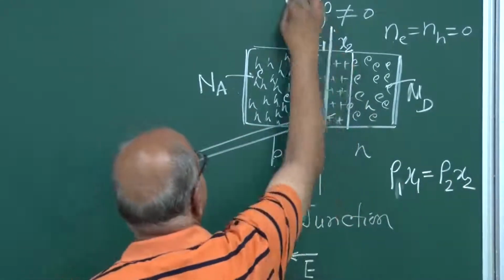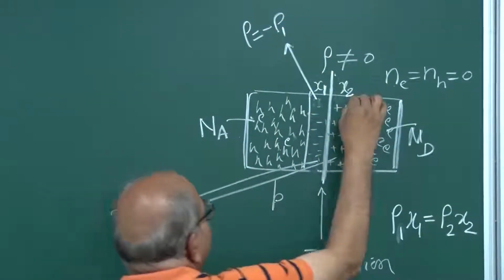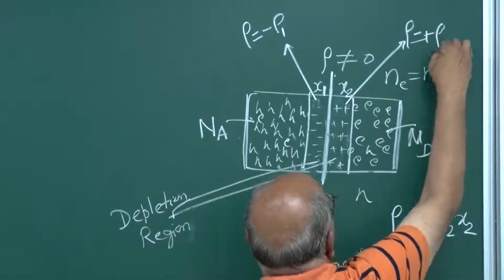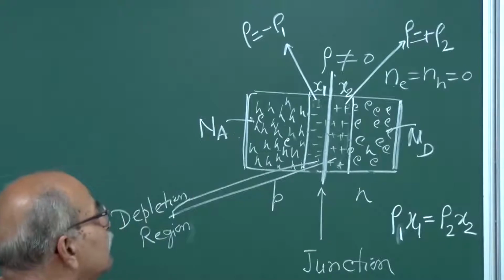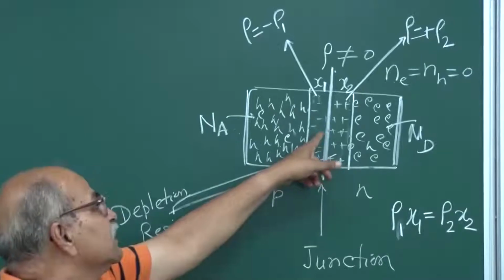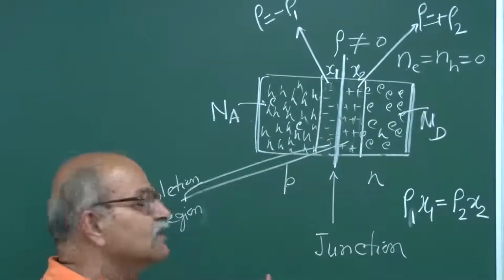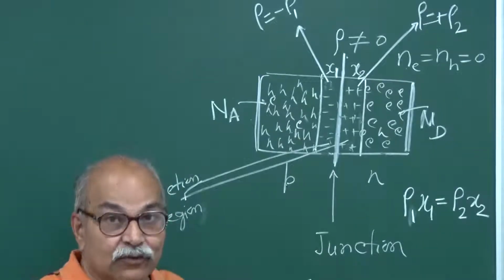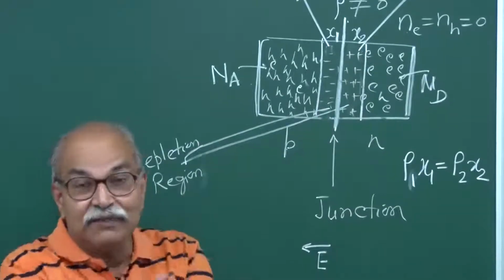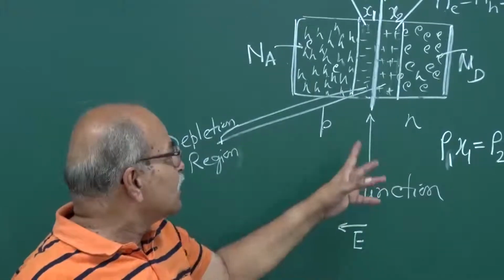If this is here, rho is equal to say minus rho 1, and this charge density is rho equal to plus rho 2. Then this rho 1 times x1 in magnitude is equal to this rho 2 times this x2, because total charge has to be 0. Everything is neutral. See, it's only migration of electrons and holes from this side to that side and so on. So the total charge must be 0.